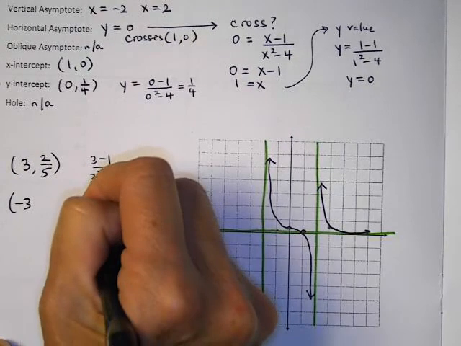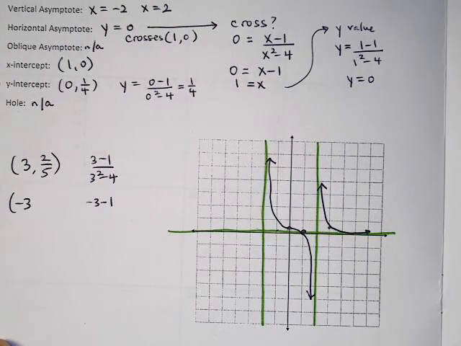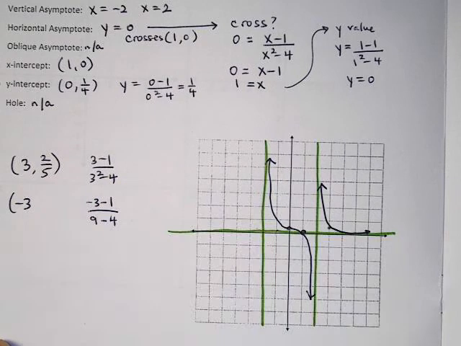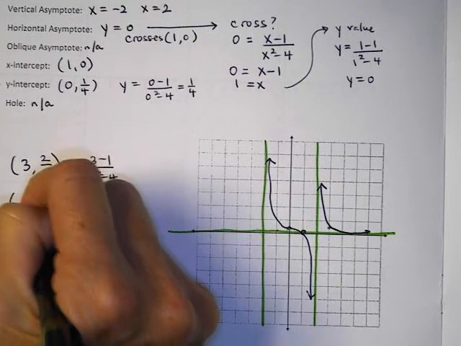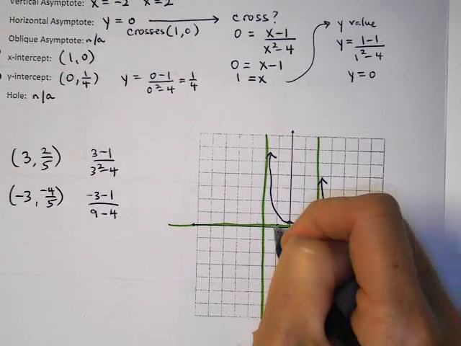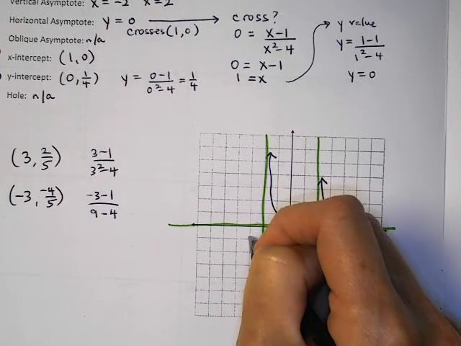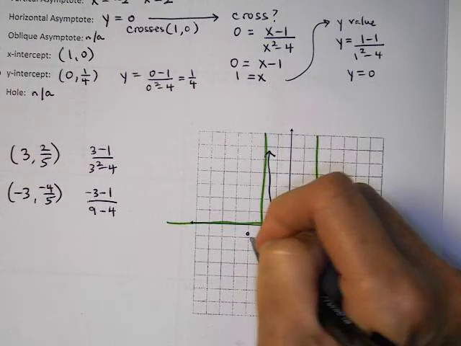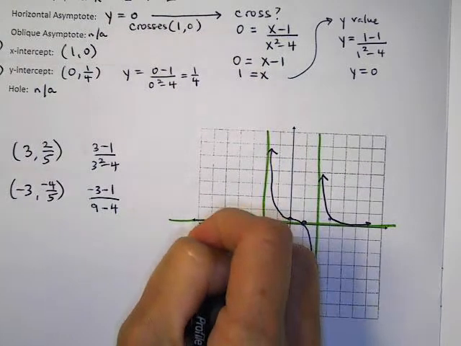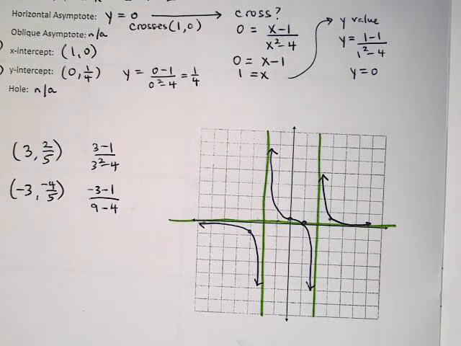So that would be, to get the y value, -3 minus 1 over 9 minus 4. And so that comes out to be -4/5. So if I plot that point, -3, -4/5, I can see that I would end up down in this corner. And then I'm using those asymptotes to fill in the rest of my graph.